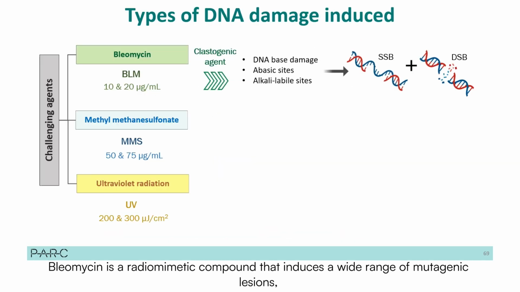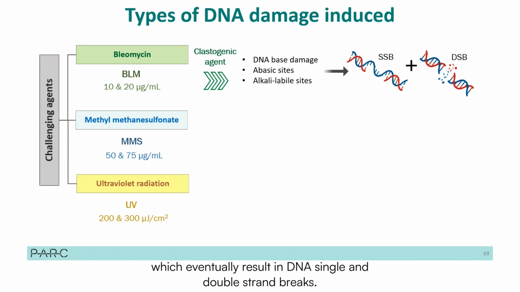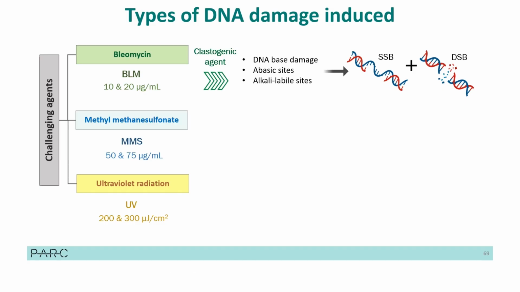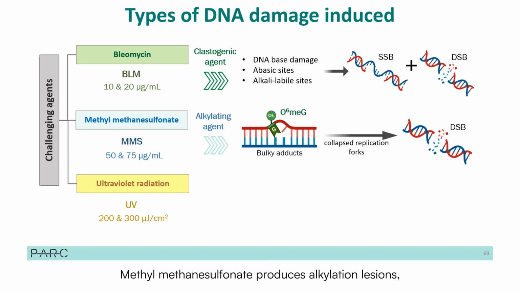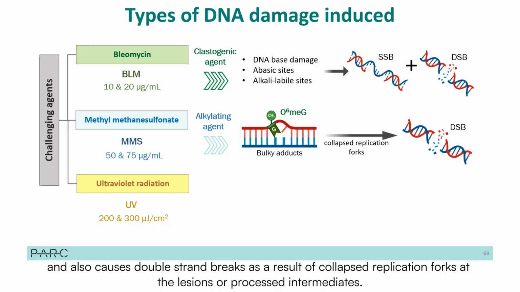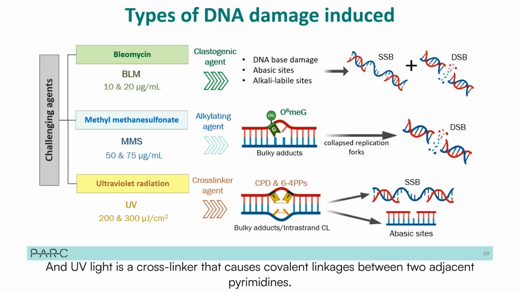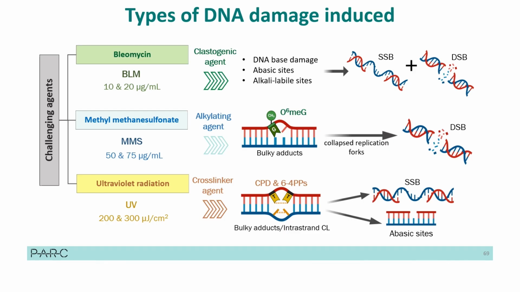Bleomycin is a radiomimetic compound that induces a wide range of mutagenic lesions, which eventually result in DNA single and double-strand breaks. Methylmethane sulfonate produces alkylation lesions and also causes double-strand breaks as a result of collapsed replication forks at the lesions or processed intermediates. And UV light is a cross-linker that causes covalent linkages between two adjacent pyrimidines.